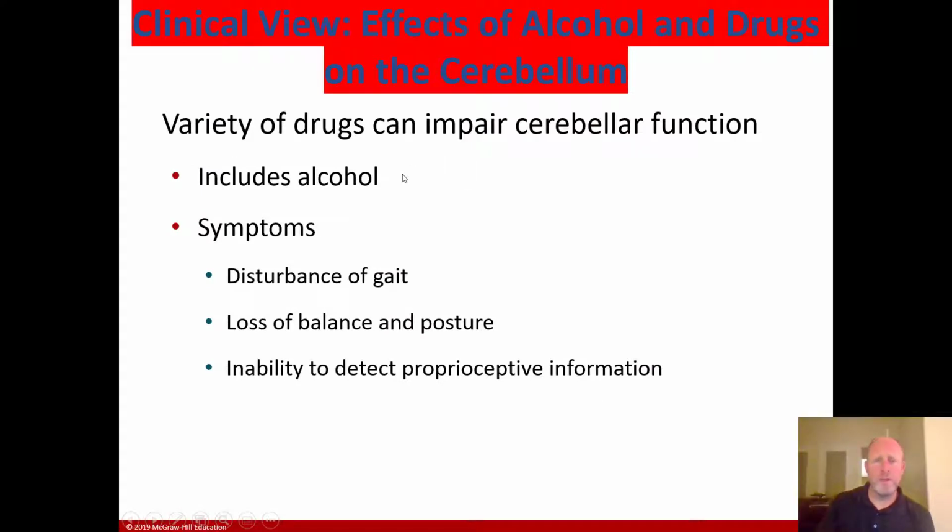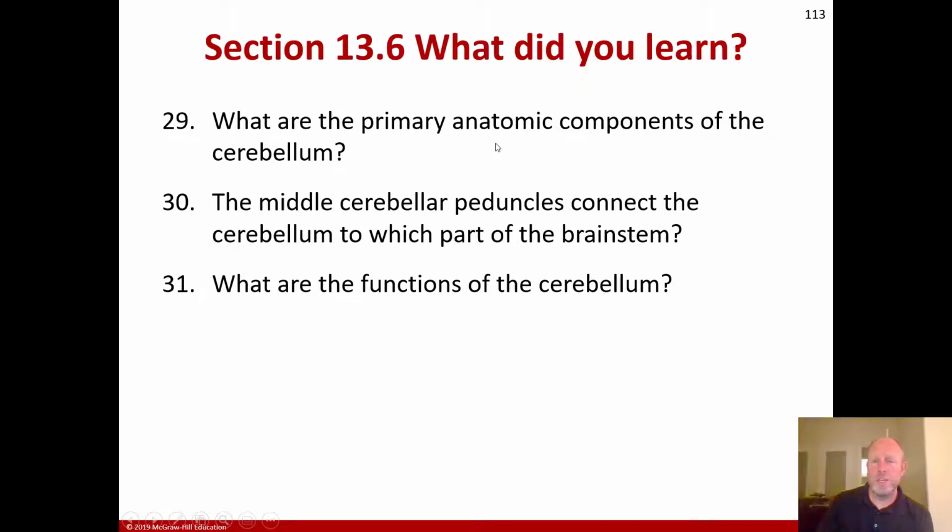For a clinical perspective, the effects of alcohol and drugs on the cerebellum. Again, this is something not going to be tested on, but certainly good to know for now, and more important for later. A variety of drugs can impair cerebellar function. That includes alcohol. Symptoms are disturbance of gait, inability to walk properly, loss of balance and posture, and inability to detect proprioceptive information.